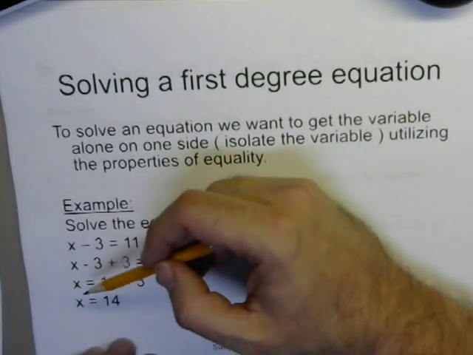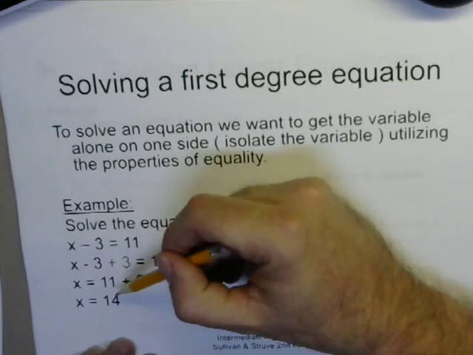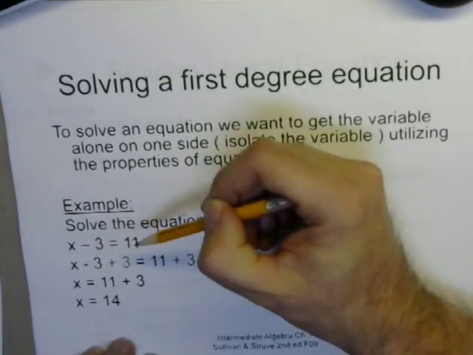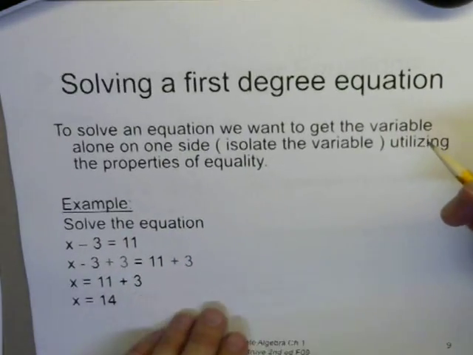This one's pretty easy. I won't necessarily do that for all of these, but this one's pretty easy. If you take 14 minus 3, it does give you 11. So that does check out.